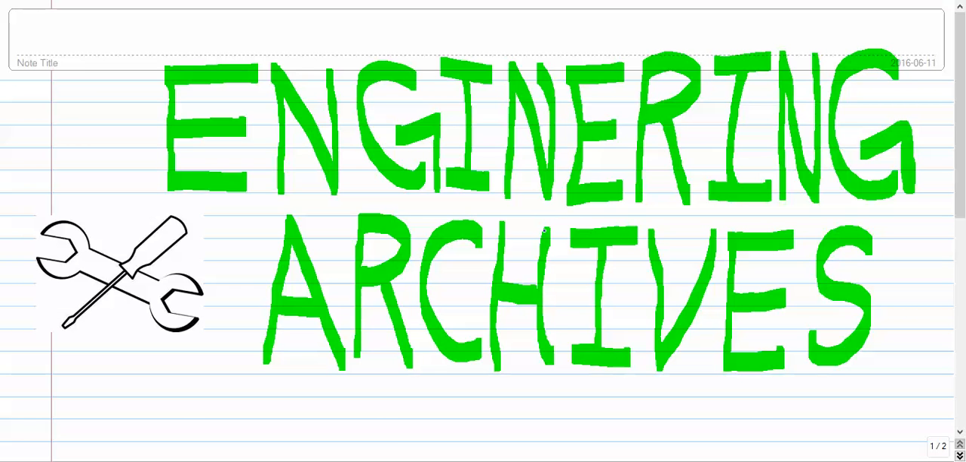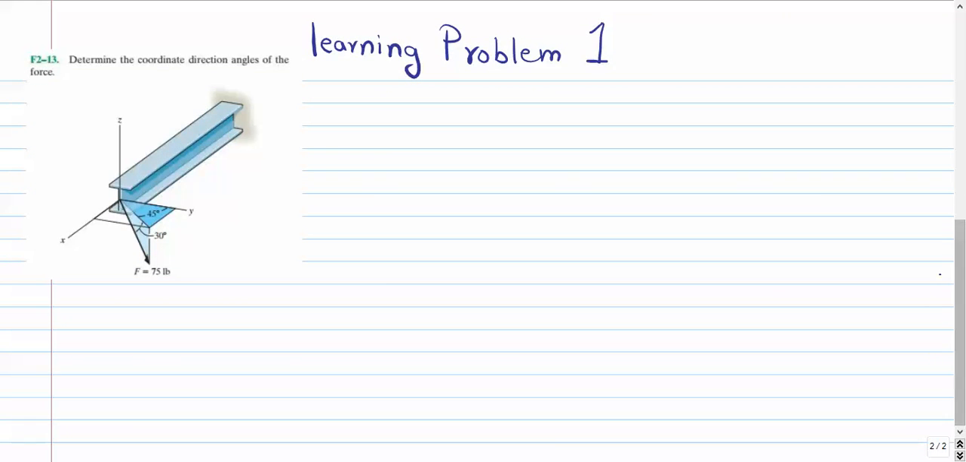Let us look at our first learning problem for the chapter Cartesian vectors. So here we have the question, and this question is pretty simple. All it asks us to find are the angles that this force vector right here makes with the positive x, y, and z axes. So all we have to do is find the angles. We have to find this angle. We have to find this angle. We have to find this angle. And also we have to find this angle.